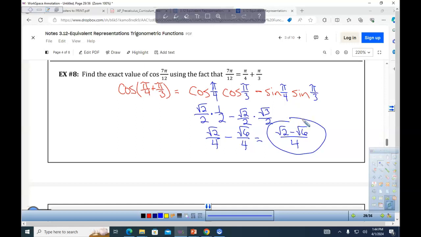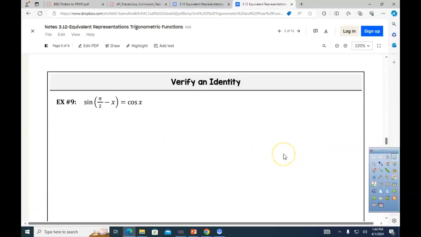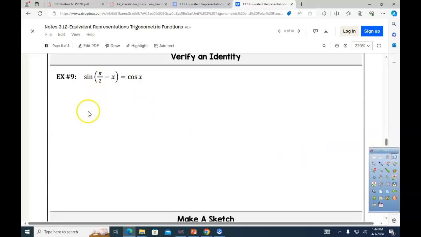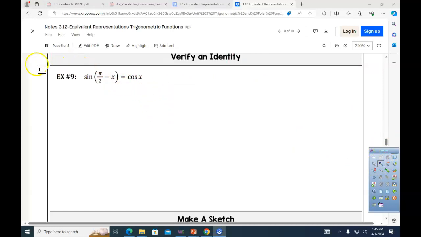Okay. Let's verify this identity. I lied. I'm going to do 9 too. Let's prove using our sum and difference formulas that this is the same as cosine. And we know shifting it over pi over 2 is the same thing, whatever. We know this, but let's prove it.